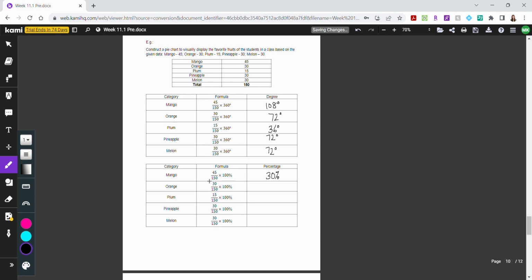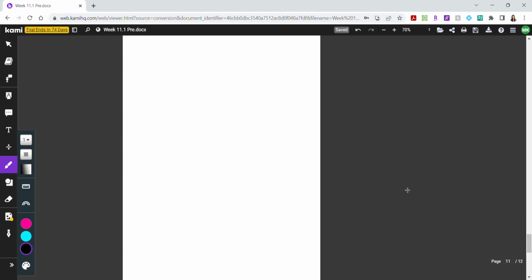Now for the percentage, we'll put all of this that's in the formula into your calculator to get your percentage. All right, so we get 30%, then 20%, 10%, 20%, and then 20%. All right, beautiful. Now that we have all our data, we can draw a pie chart.